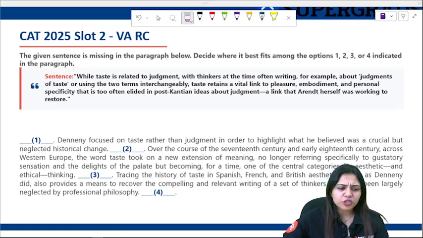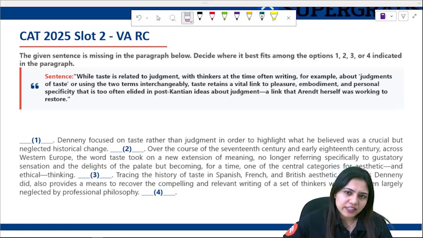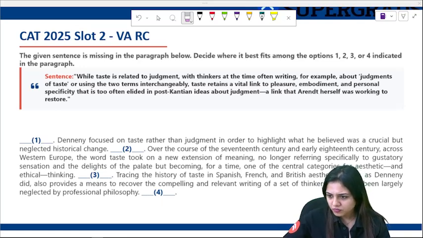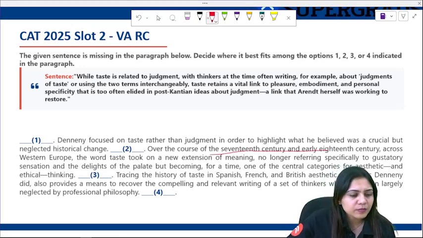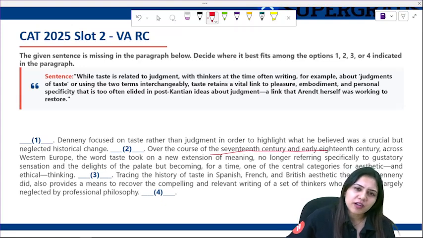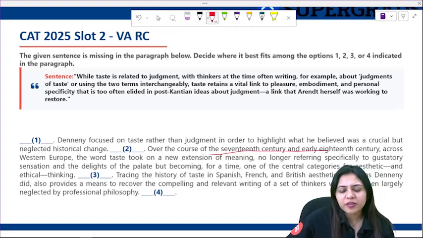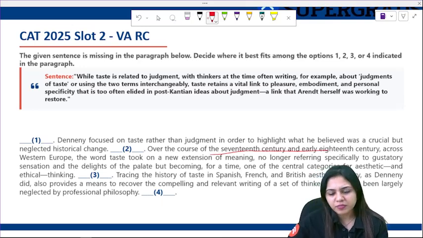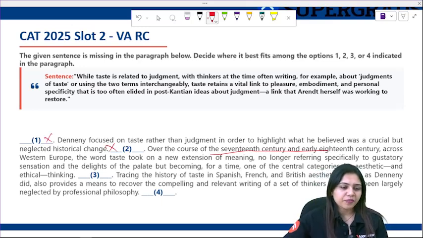If I look at option 2, it probably jumps into history, which is the 17th, 18th century shift, which you can clearly see here. I hope it's visible, right? But history comes later, as you can see, and is already present in the paragraph. So starting with it would actually feel very abrupt and unstructured. So even this option gets eliminated, right?